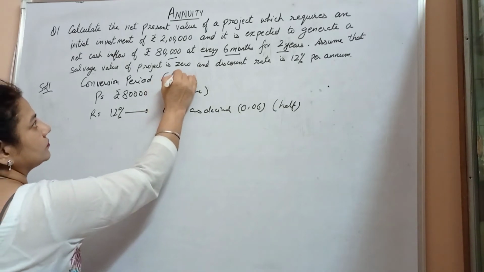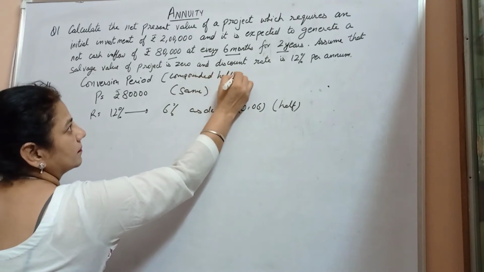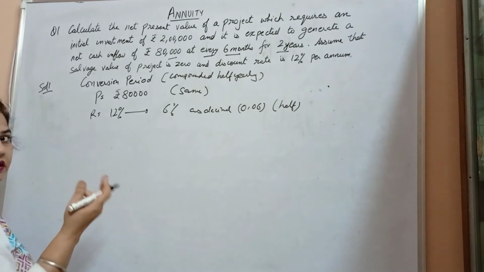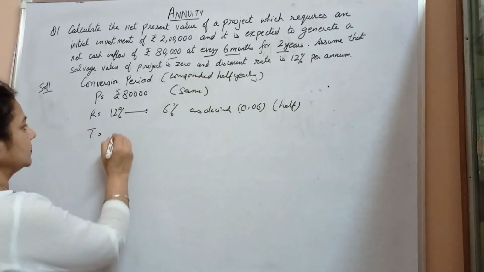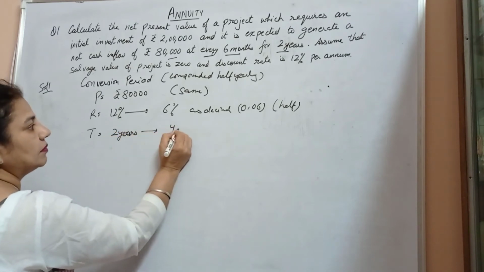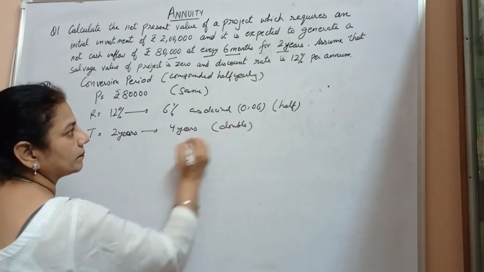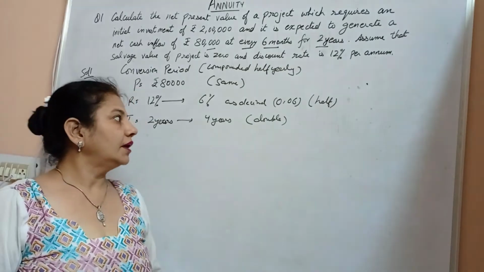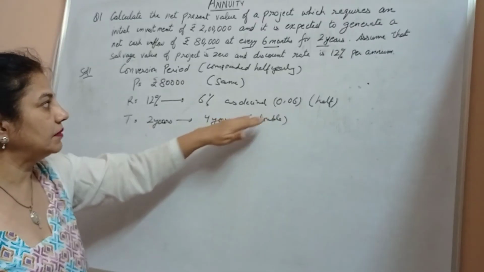Compounded half yearly, because every 6 months the inflow is generated. Time is given as 2 years, and we know that in the conversion period time becomes double, so it becomes 4. Here we calculate the cash inflow for 4 periods.